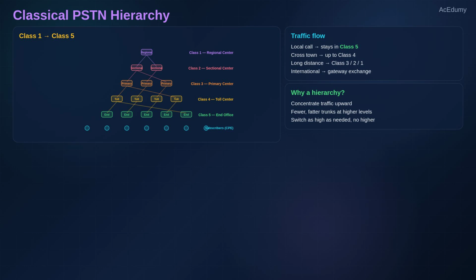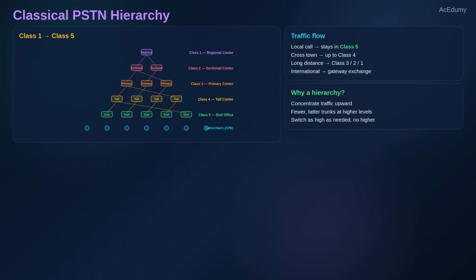A local call may stay entirely inside one Class 5 office. A call across town goes Class 5 up to Class 4 and back down. A long-distance call may climb several levels before coming back down on the far side. Each step up the hierarchy aggregates more traffic onto fewer, fatter trunks.